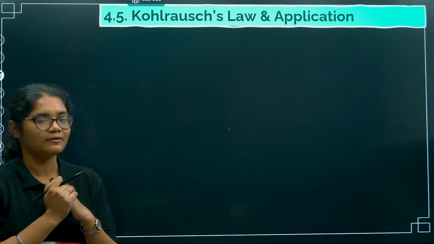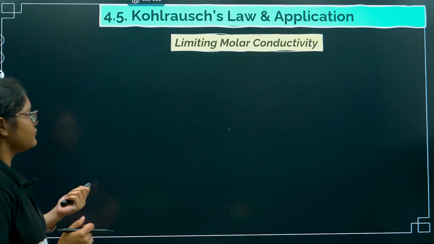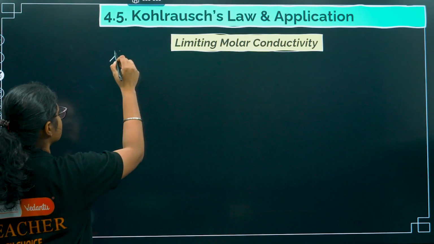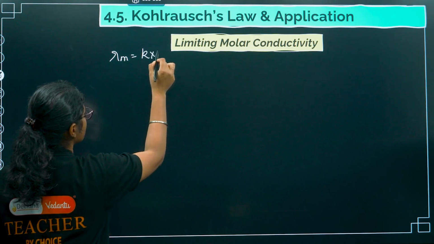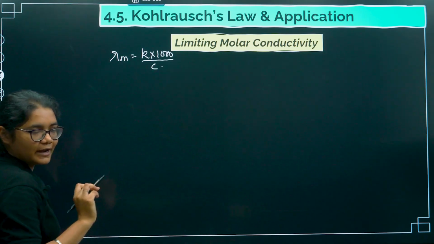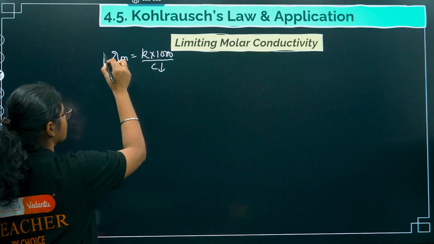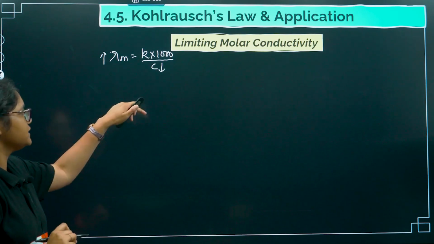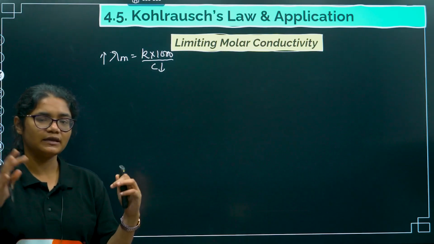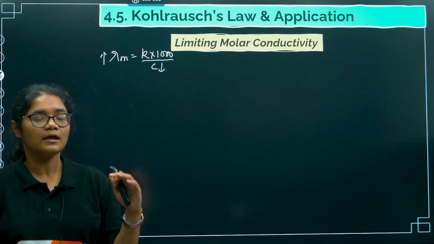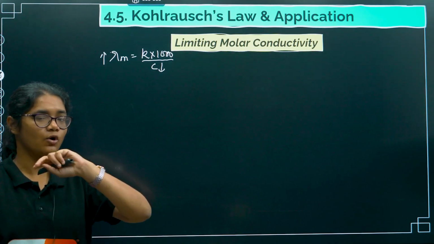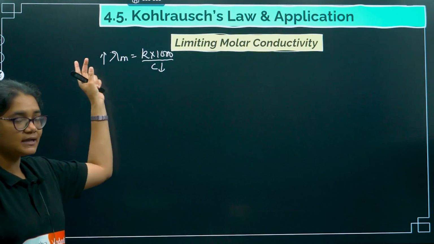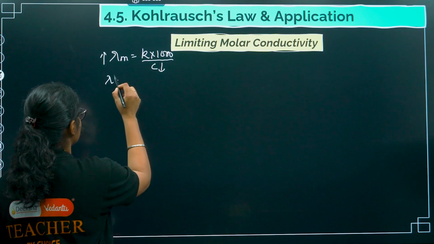What is Kohlrausch's law and why is it required? First of all we'll understand what limiting molar conductivity is. We have understood that the molar conductivity formula is kappa into 1000 by C. If the concentration decreases, molar conductivity will increase, that we have already seen. Now when we have decreased the concentration to a very large extent, infinite dilution, the concentration has almost reached 0. At that time, whatever the conductivity is, that is called limiting molar conductivity.